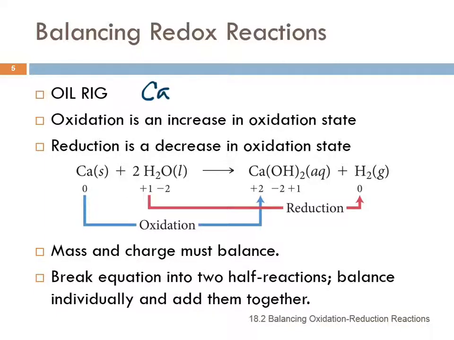Let's look at it in terms of electrons. How does a calcium atom become a calcium 2+ ion? It has to lose 2 electrons. Oxidation is loss of electrons. So it lost electrons, it's oxidized. Its oxidation state went up, it's oxidized. Water has hydrogen and oxygen. Here the hydrogen has a +1 oxidation state, and over here in the product we have hydrogen gas. The elements have 0 for their oxidation state. So the hydrogen has been reduced.